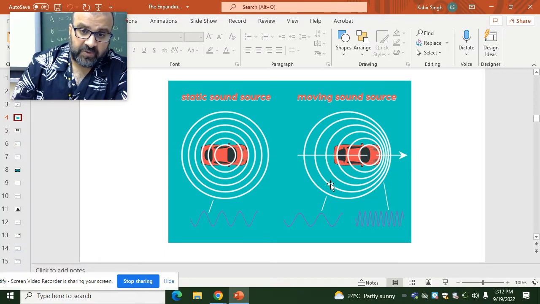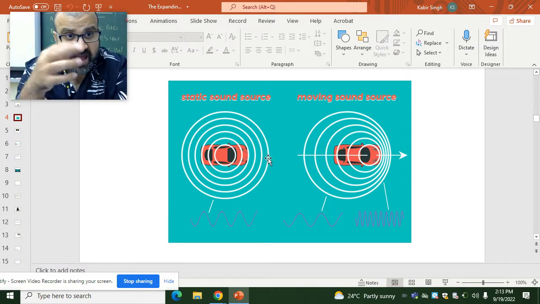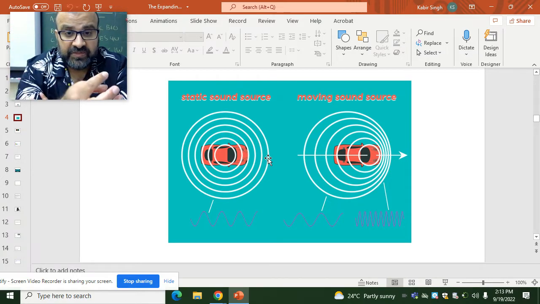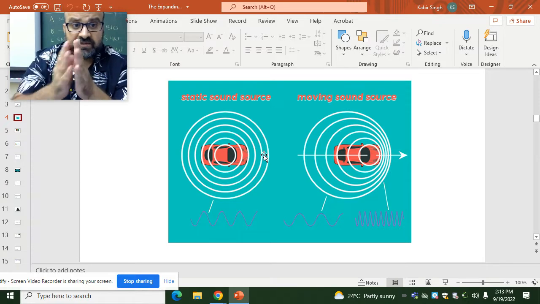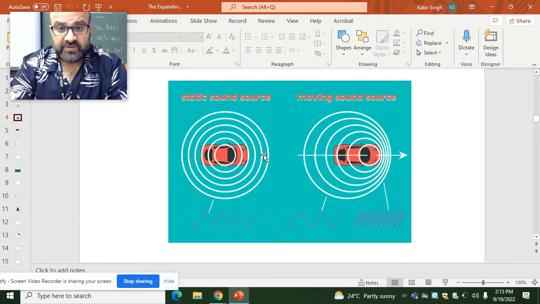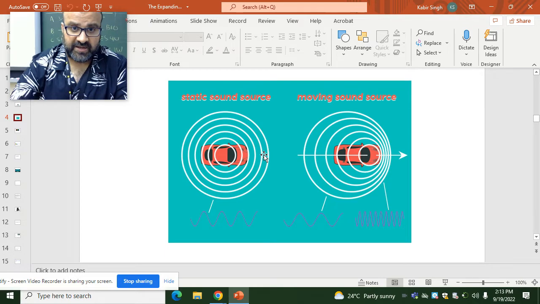If the car is moving away from you, the siren's going to take on a deeper pitch. Or if you have a light source, a distant galaxy moving away from you, the light waves are going to be stretched out. As they are stretched out, they change color. Longer wavelengths correspond to a red light.